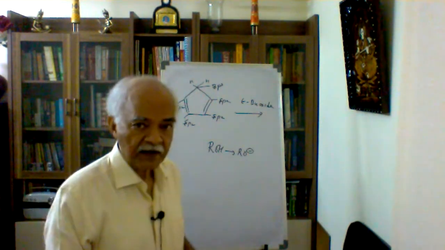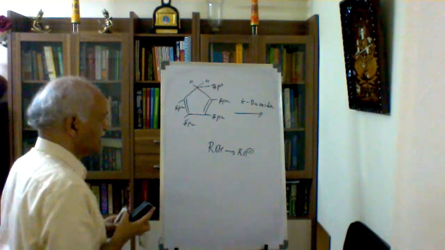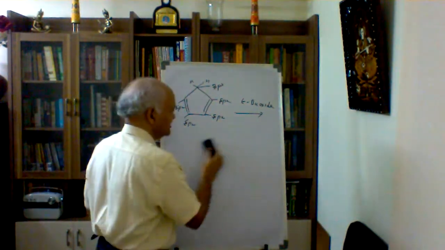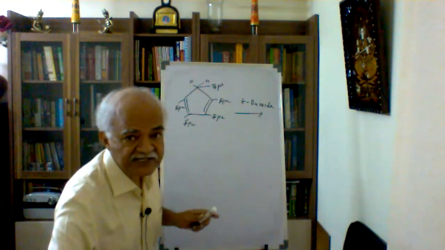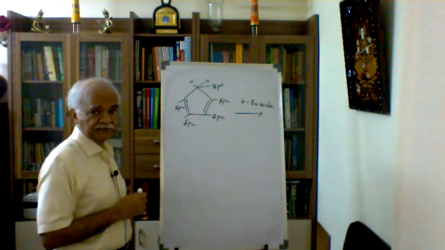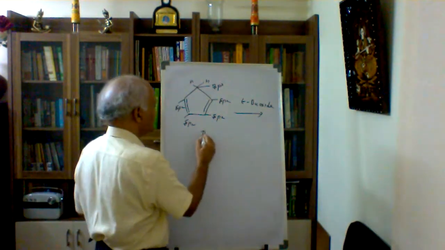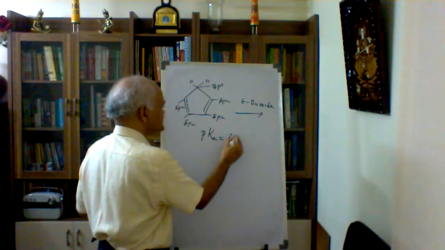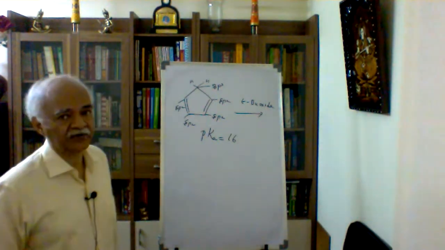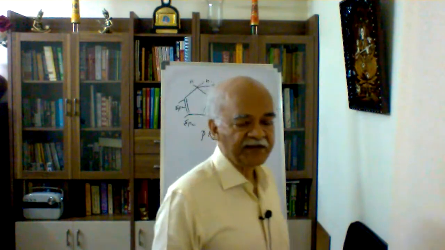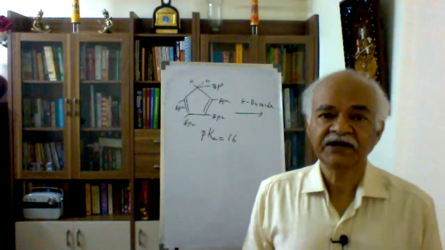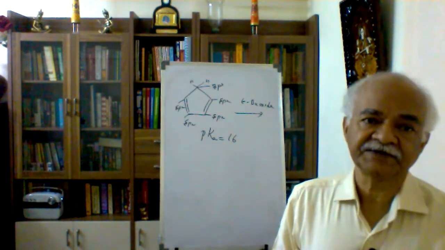Now, once I am adding a strong base and I carry out the reaction, I realize this particular molecule is functioning as an acid with a pK value of approximately 16. It's a promising value, 16. What is the meaning of pK at this stage? It indicates the strength of the acid.